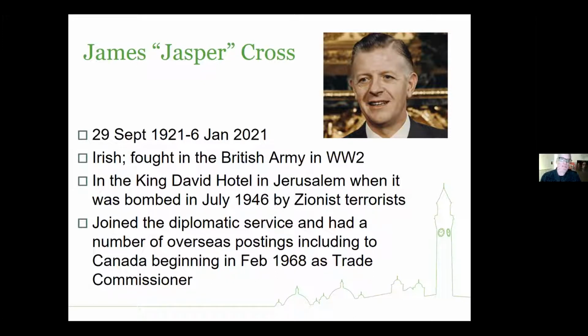So James Jasper Cross was born in Ireland, was a World War II vet, and fought with the British Army during World War II. Remarkably, and I think the fact that he was a war veteran and had already experienced terrorism firsthand might account for some of what I'm about to tell you about how he reacted during his captivity, he was in the King David Hotel in Jerusalem in July 1946 when it was blown up by Zionist terrorists who were attempting to create, which they eventually did, or helped create in 1948, the state of Israel. So he had witnessed firsthand quite a major terrorist attack. And obviously, being a war veteran, he had also experienced people losing their lives and things such as that.